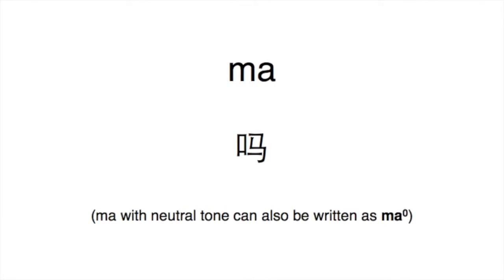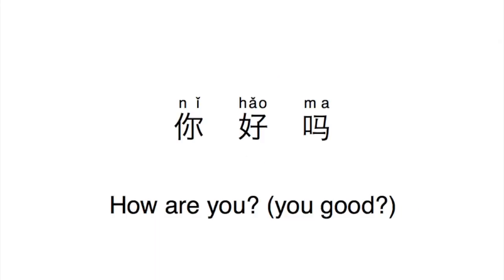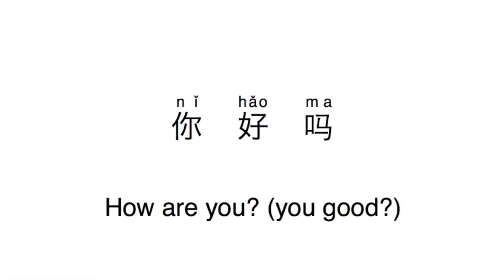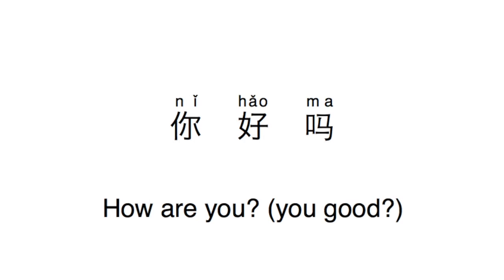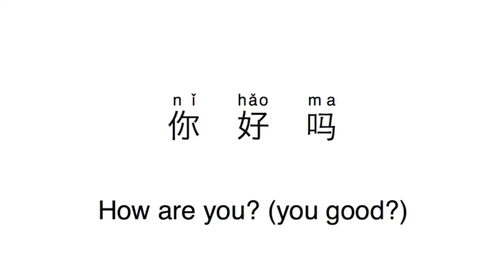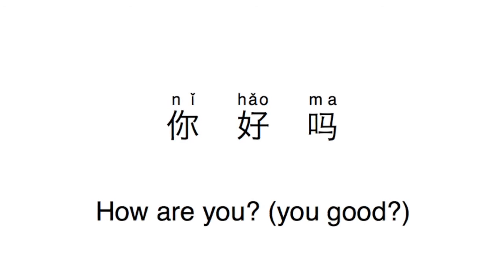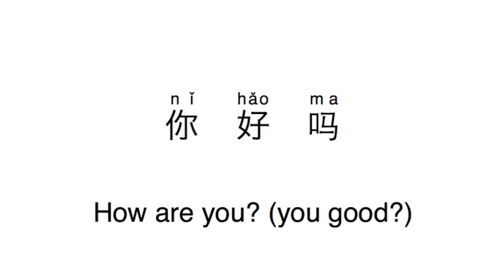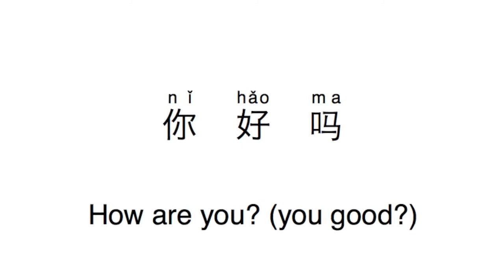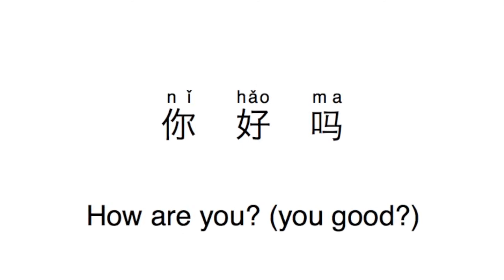So, to say, how are you, you say, 你好吗? 你好吗? 你好吗? Try it. Try saying 你好吗, producing the tones as close to how I've said them as possible.